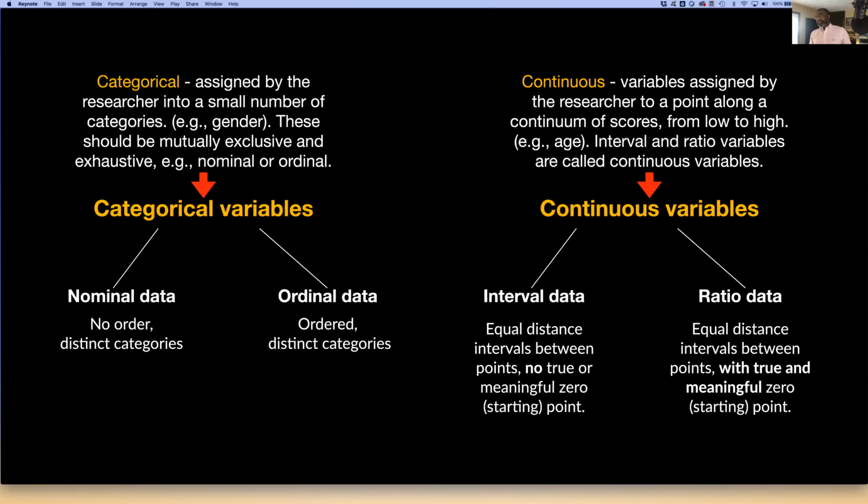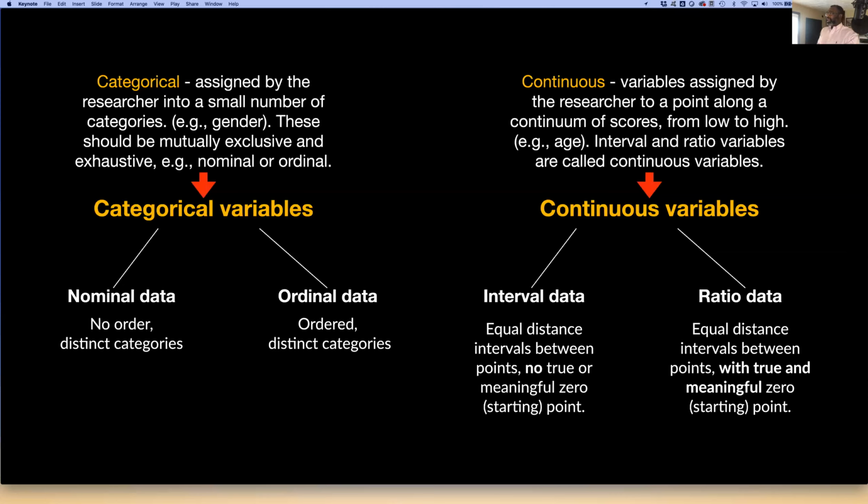Ordinal data have very distinct categories and they're ordered. So first, second, third, fourth place. How are you feeling today? You can go from worst to best, things like that. Quarterback or sports positions, that's nominal data. Ordinal data are very ordered pieces.